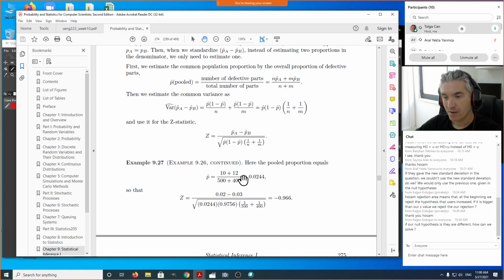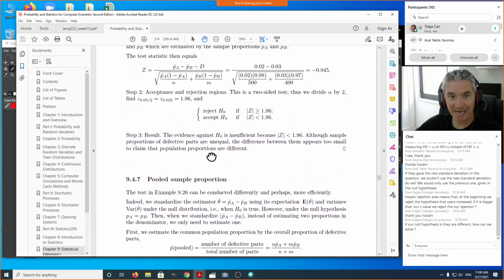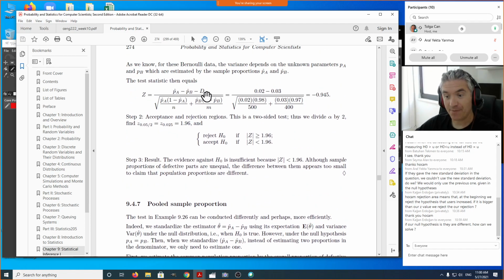If our null hypothesis says that they're different, for example, the null hypothesis could be in such a way that the difference between them is at least 5%. So this D again has to be some fixed value. The null hypothesis cannot just say they're different. The null hypothesis would be like the defective parts in manufacturer B are at least 5% points larger than the other one. In that case, D is going to be 0.05, so we are going to look at this difference minus 0.05.